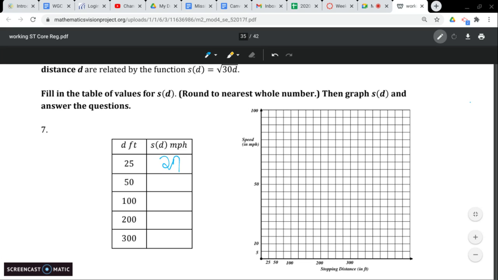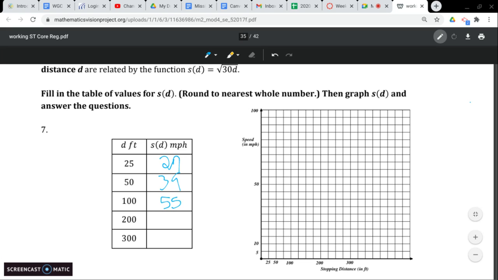50 times 30 is going to give us 1,500. We take the square root. We get 38.7, so we'll round that up to 39. 30 times 100 is going to give us 3,000. We take the square root, we get 54.77, so we'll round it up to 55.